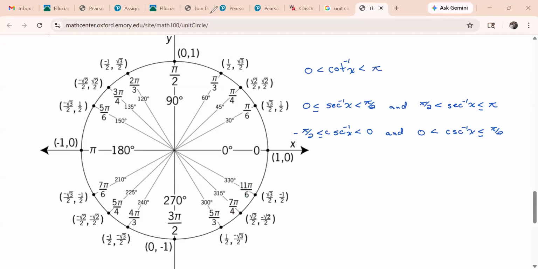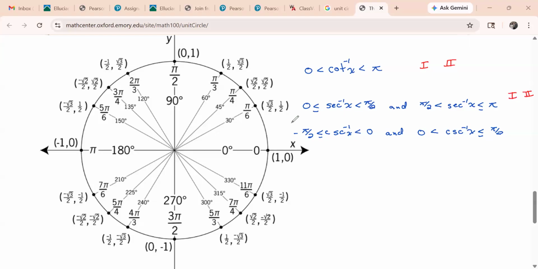All right, so the remaining ones we had were cotangent. So inverse cotangent is going to be bound between 0 and pi, but that puts it in quadrants 1 and 2. Secant is going to be bound between 0, it can be equal to 0, up to pi over 2. But then we skip over pi over 2, and then we can go to pi. So this once again puts us in quadrants 1 and 2.